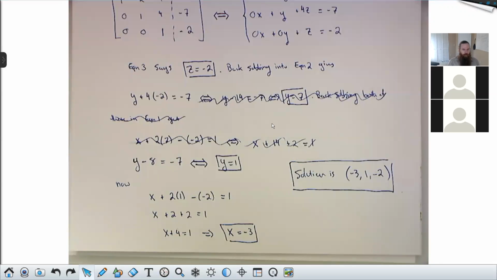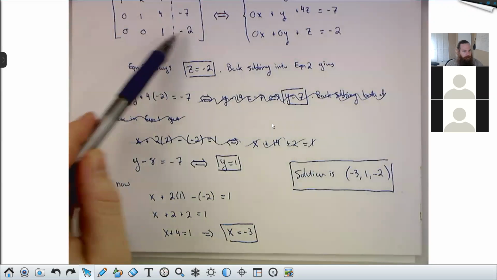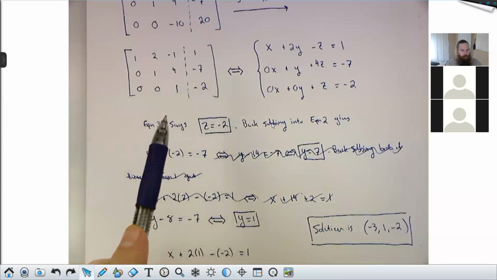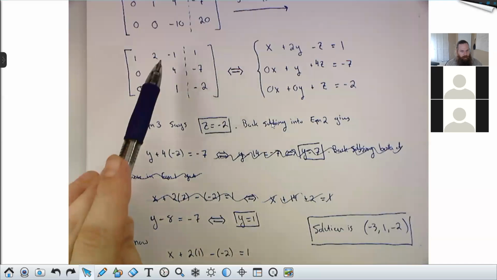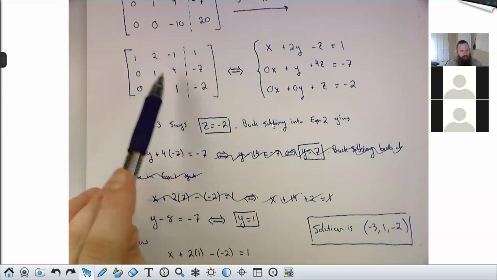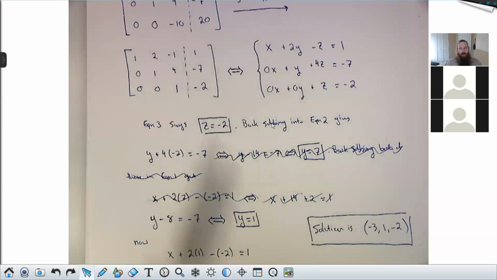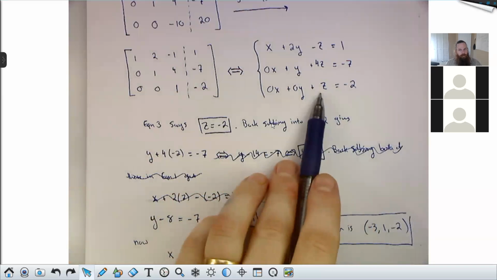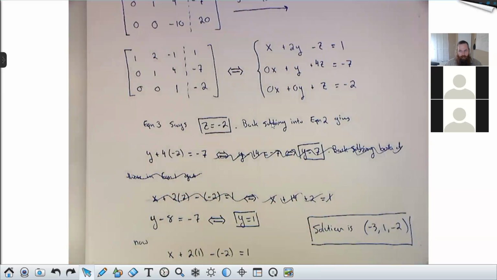The game is to always try to get to that form where you've got zeros beneath the main diagonal, because then you'll always be able to read off the last variable. Like here, this just tells me z equals -2, and then back sub that in here to get y, and then back sub both of those up here to get x. And even if you had a bigger system, like a 10 by 10 system, if you get it into this form, then you'll be able to read off whatever the last variable is and back substitute that to get the last 2, and back substitute those to get the last 3, and so on.